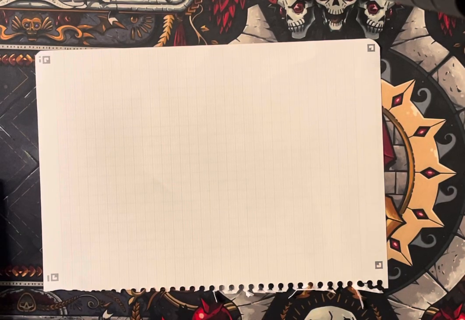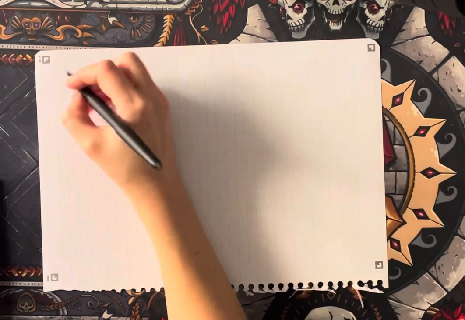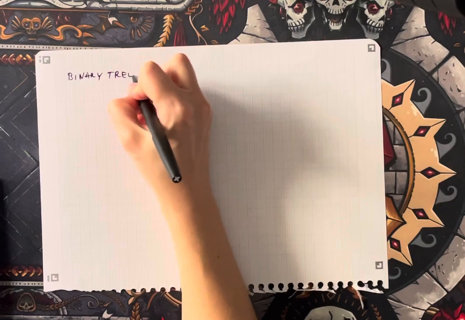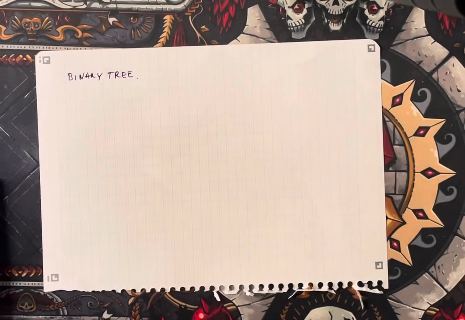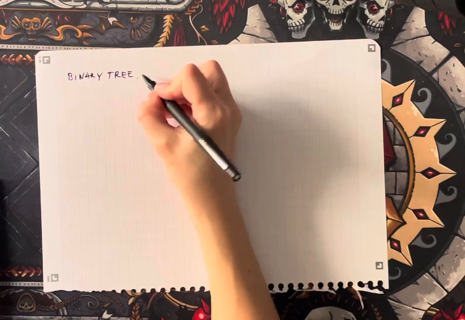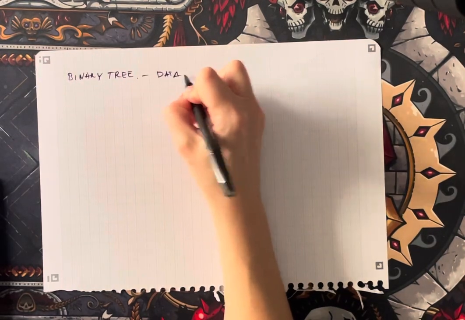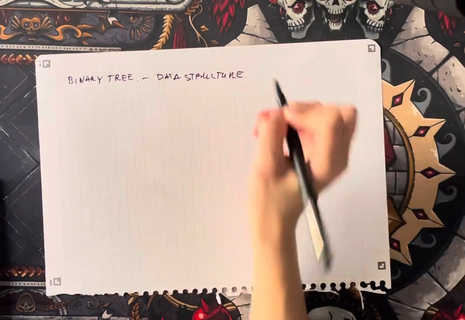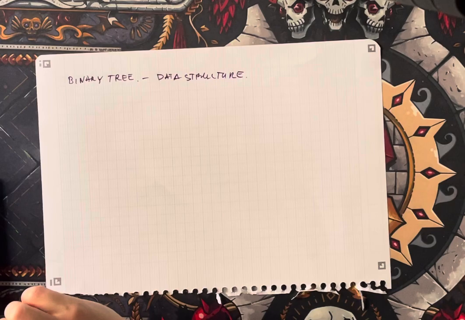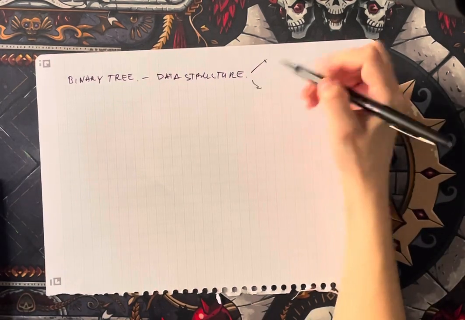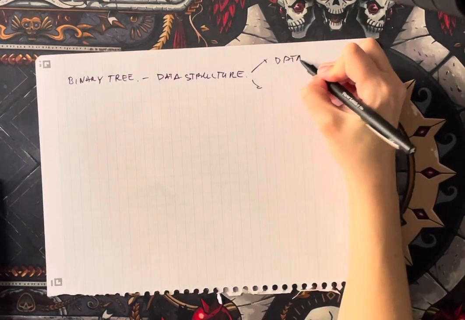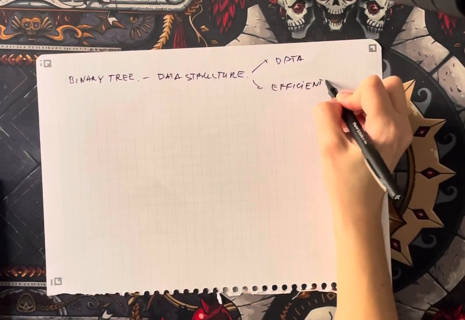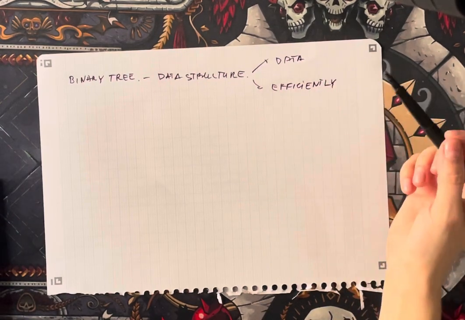We are going to discuss a useful data structure that's called a binary tree. So first, let's ask ourselves, what is a data structure? A data structure is a way to efficiently organize data. There are two words here, data and efficiently. Now, what it means can depend on the context, right?